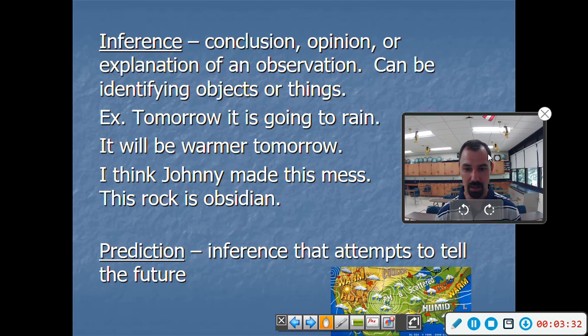And then a type of inference can also be a prediction. A prediction is an inference that attempts to tell future events. So when I'm trying to predict the weather forecast, that is a prediction, which is still an inference. The only difference is it tries to tell a future event, and we won't know if it's right until the next day. That's the difference between the two, and you need to know the difference between an observation and an inference. That's what we're going to be practicing in the coming days.